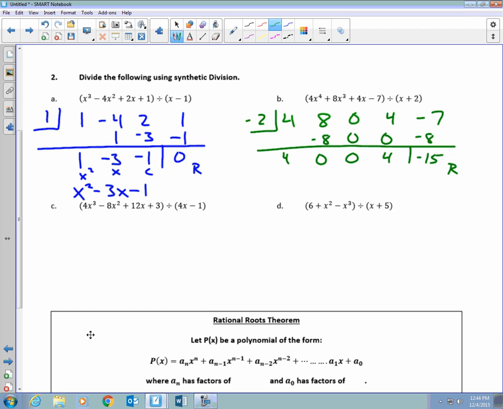Okay, so -15 should be your remainder, so therefore this is your constant. This is x to the third, so 4x to the third plus 4, minus 15 over your divisor, x plus 2. How about that? Not bad?